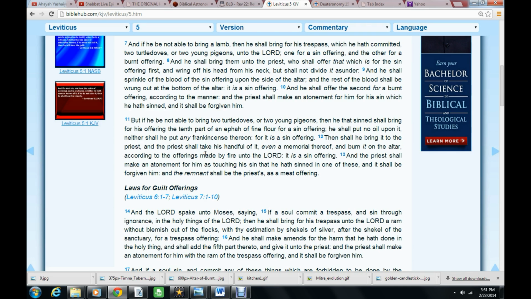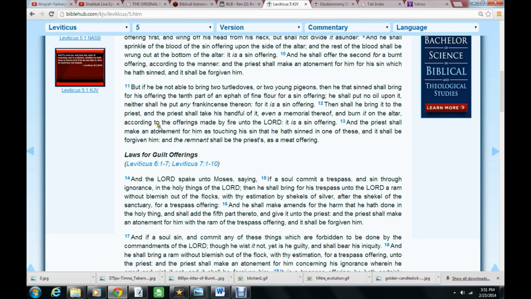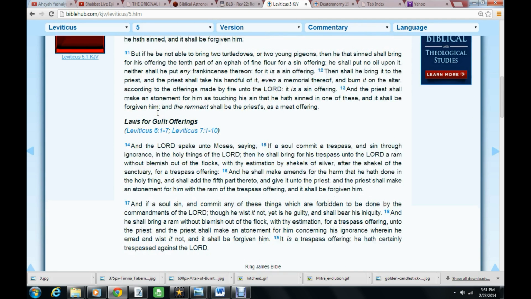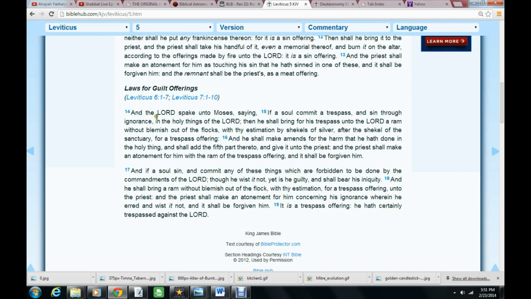Then shall he bring it to the priest, and the priest shall take his handful of it, even a memorial thereof, and burn it on the altar, according to the offerings made by fire unto the Most High. It is a sin offering. And the priest shall make an atonement for him, as touching his sin, that he hath sinned in one of these, and it shall be forgiven him. And the remnant shall be the priest's as a meat offering.